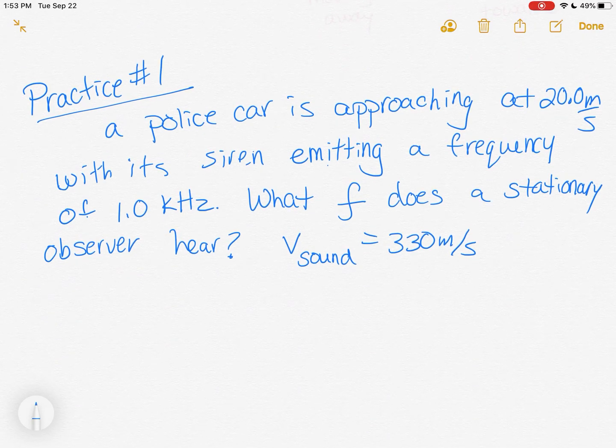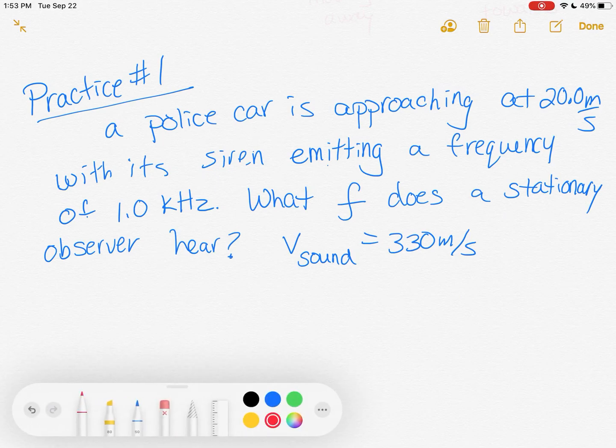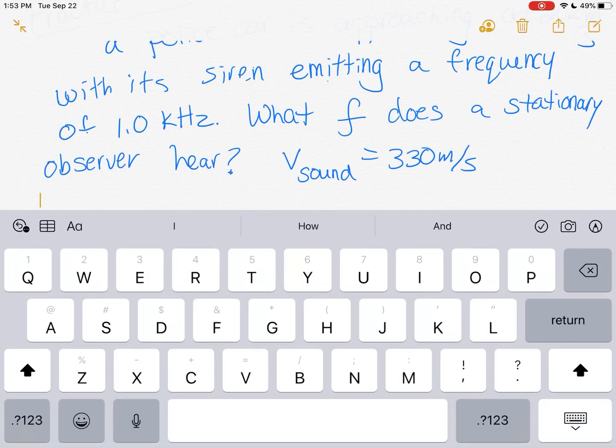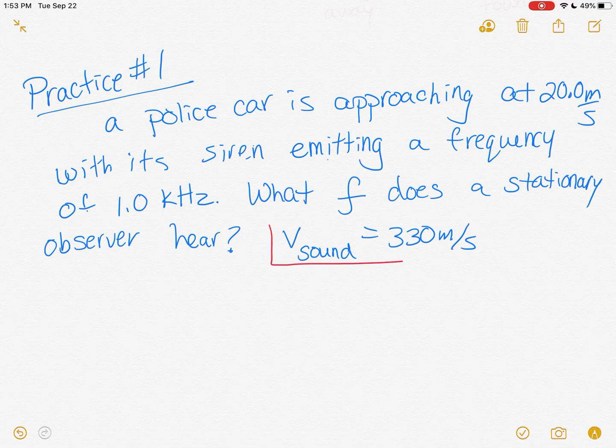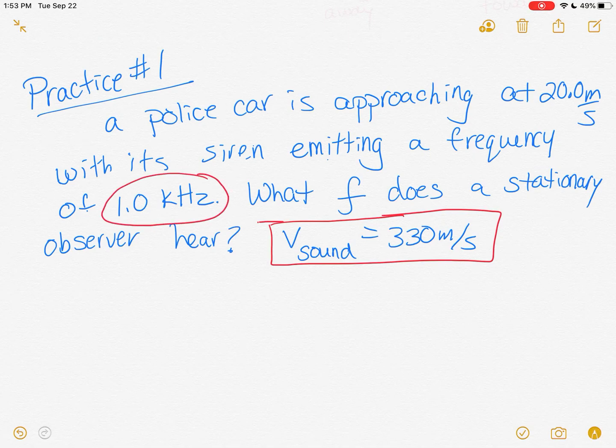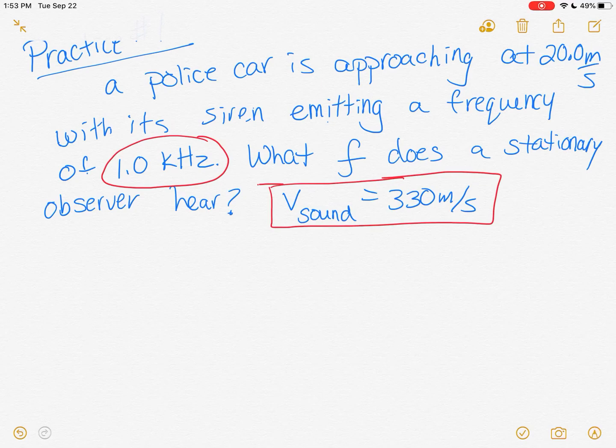Okay, so in this problem, we have a couple of different things. We're given the speed of sound, so that's great. We don't have to calculate that. You might have to calculate that based on temperature, but in this case, we don't have to. We know that the siren is producing a frequency of 1 kilohertz. So that means the frequency produced is 1.0 kilohertz, which is 1,000 hertz.